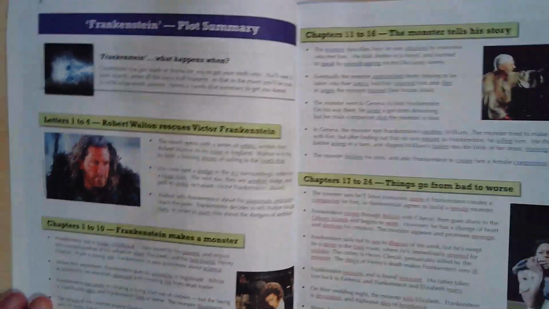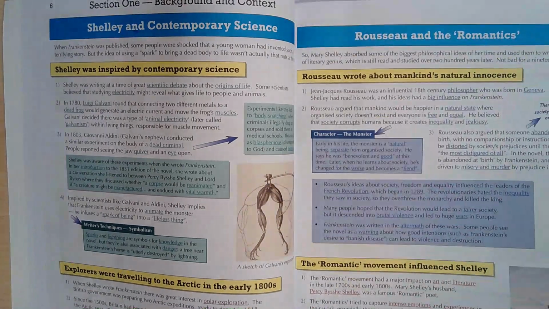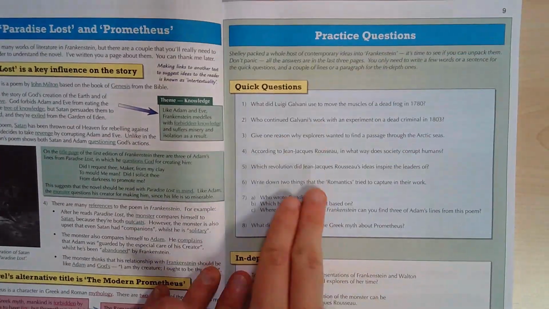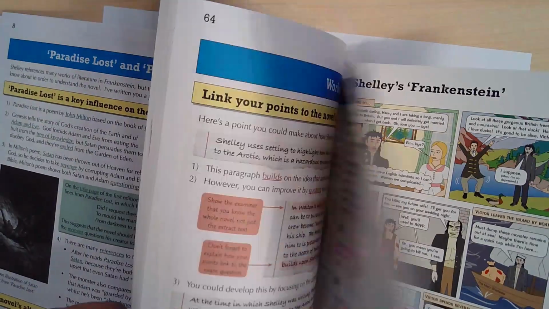You've got a summary of all the chapters and all the letters. You've got some context here, some of these big ideas we're talking about. You've got some practice questions. Now, these aren't the same as your GCSE practice questions. There are some of those in the back. They're just questions designed to help your understanding, and they're things that we've covered in detail.